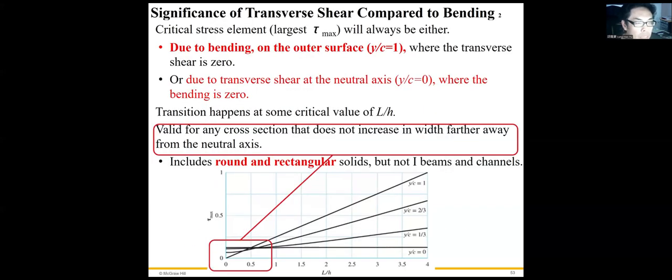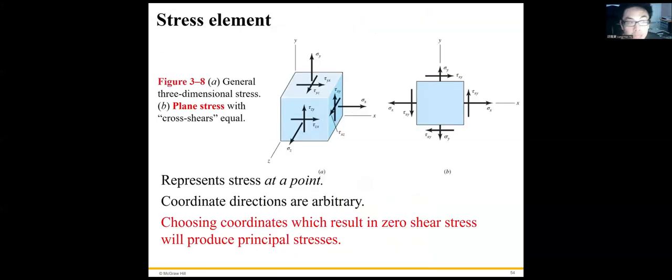So this part on transverse shear will end here. In the next lesson, I'm going to focus on stress element analysis, how to plot Mohr's circle, and how to use Mohr's circle to figure out the principal stresses and the maximum shear stresses in 2D or 3D elements. Okay, so we'll stop here.